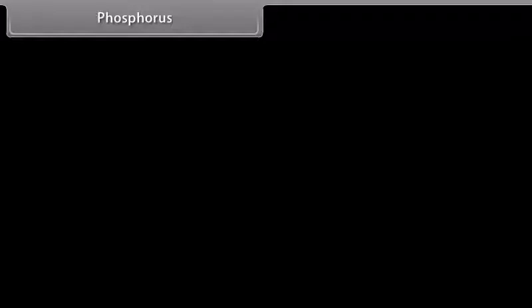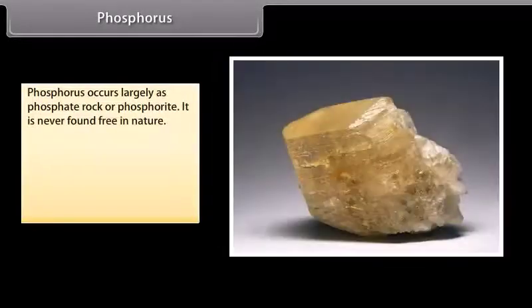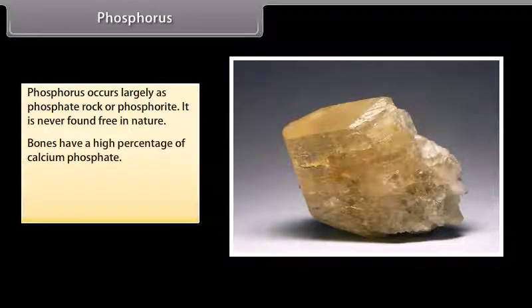Phosphorus. Phosphorus occurs largely as phosphate rock or phosphorite. It is never found free in nature. Bones have a high percentage of calcium phosphate.